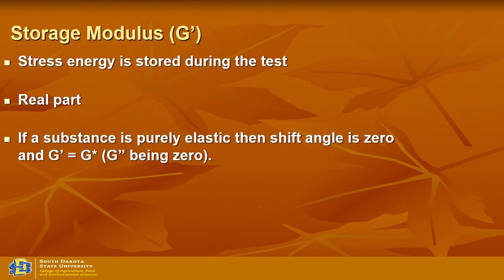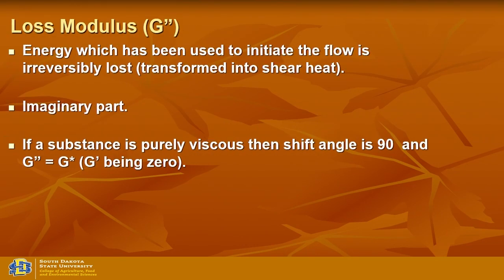On the other hand, for the viscous modulus or loss modulus, whatever energy is used to initiate the flow is lost, transformed into shear heat, so you get the imaginary part. So if the substance is purely viscous, then the shift angle is 90 degrees, and then G prime is 0, so you get only G double prime, which is the viscous modulus.